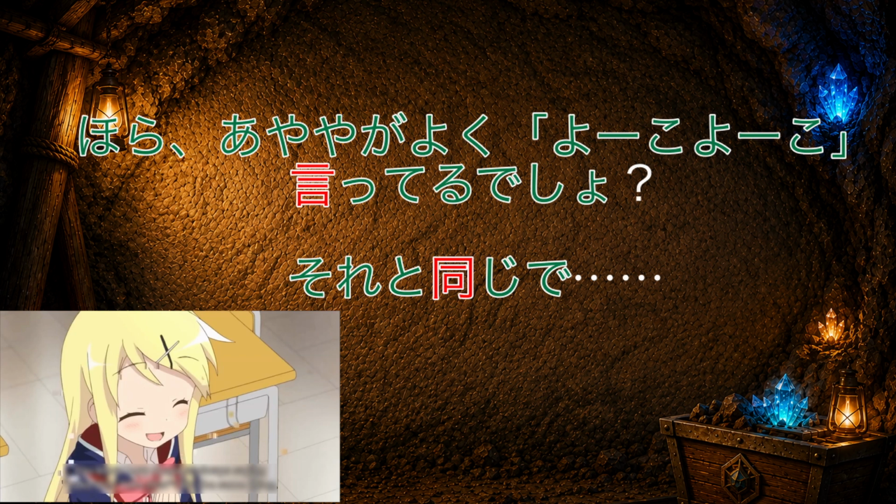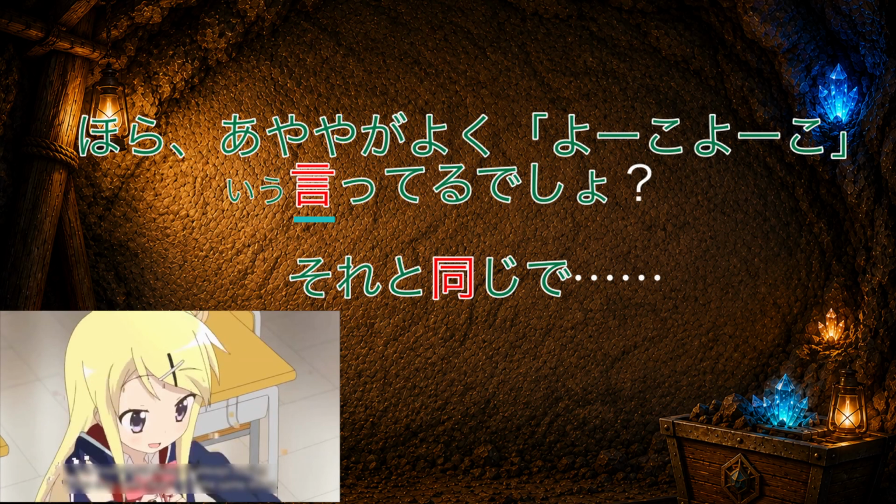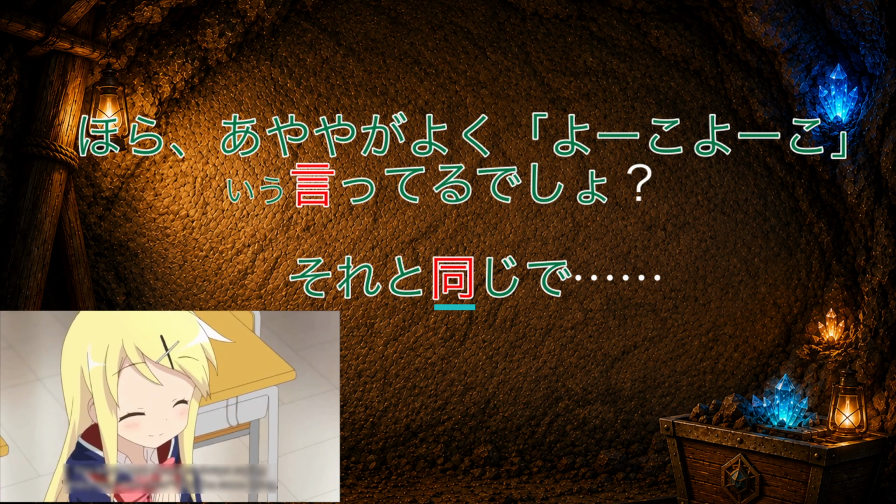Let's break down the word types again. While it's mostly hiragana, we know the kanji from yu, to say. The kanji we don't know, but the word seems to be pronounced onaji.